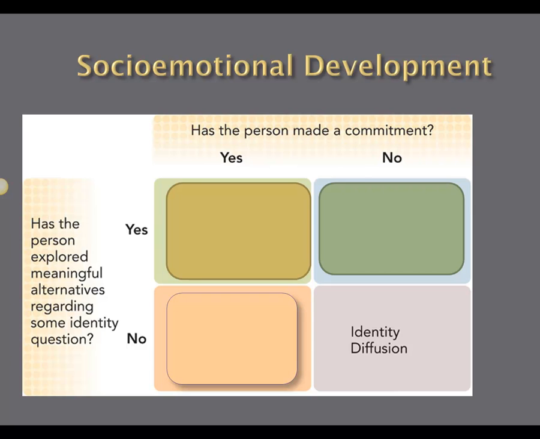So if you're a general studies student who's just skating along and taking your classes, not really getting into any of them, but not really exploring anything else, and you have yet to declare a major, then you are probably in identity diffusion. We can use the same table when we talk about religion. We can use the same table when we talk about political ideology. We can talk about different aspects of our identity throughout that.